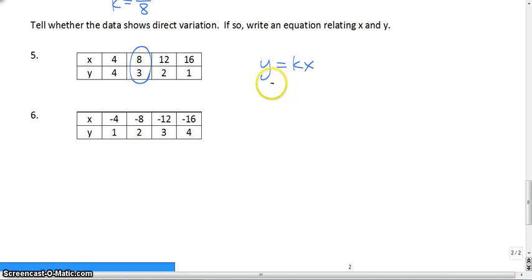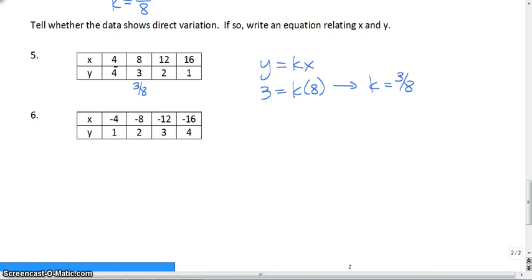So we're just going to say that 3 is equal to k times 8, which is going to tell us that k is equal to 3/8. So if the constant of variation when x is 8 and y is 3 is 3/8, every other set should have the exact same constant of variation. So if you're looking at this already, you could probably tell that that's not going to happen, but I just want to give you an example just to be sure.